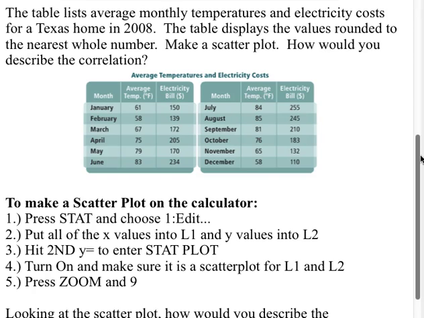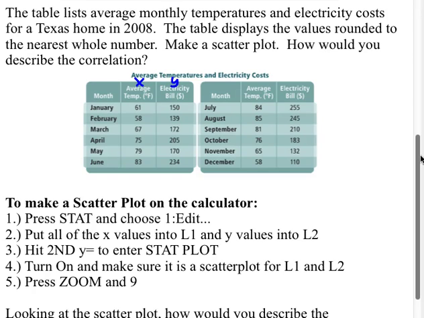So I'm going to take this data. This table lists average monthly temperatures and electricity costs for a Texas home in 2008. The table displays the values rounded to the nearest whole number. Make a scatter plot, and how would you describe the correlation? I'm going to call the average temperature the X, and I'm going to call the electricity bill my Y value. So each of these is a pair of points.